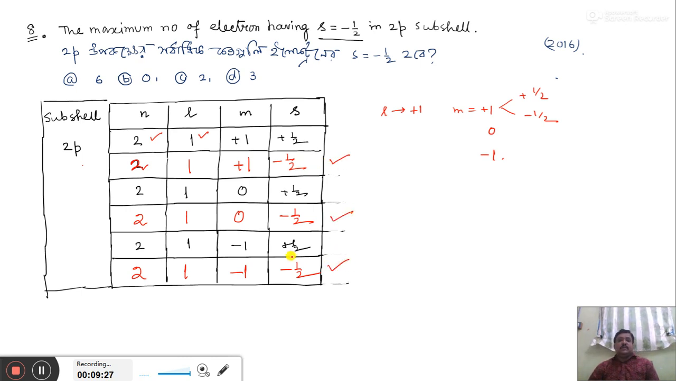So only 3 electrons are designated where the s value is minus half. The first is 2, 1, plus 1, minus half. The second is 2, 1, 0, minus half. And the third is 2, 1, minus 1, minus half. So a maximum of 3 electrons have s equal to minus half in the 2p subshell.